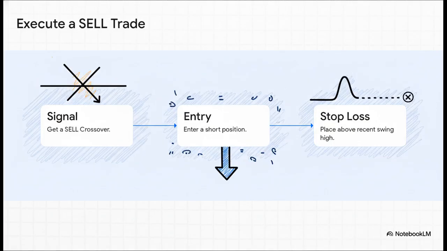And executing a sell trade? It's the exact opposite. Step 1, you identify the death cross. Step 2, you enter a short position. And step 3, you manage that risk by placing a stop loss just above the recent peak in the price, or the swing high. See? The logic is perfectly symmetrical.